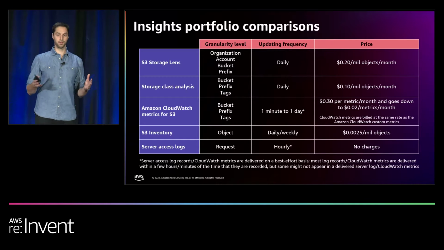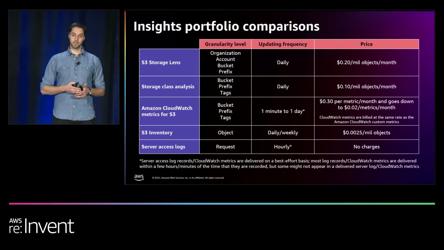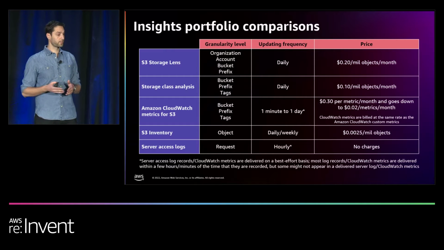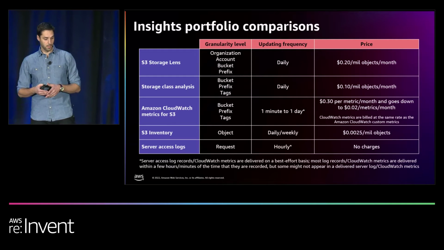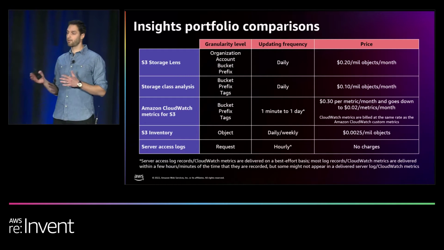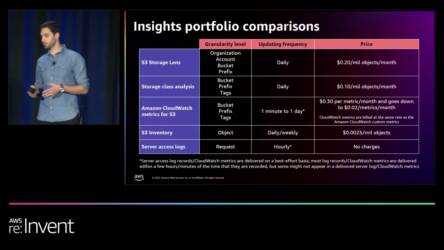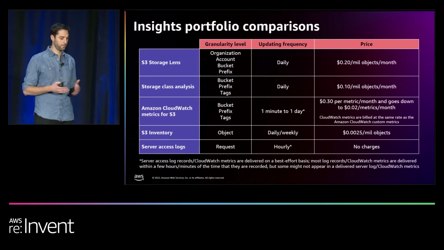You can also filter the recommendations based on object tags. The recommendations are updated daily, and they come at a price of 10 cents per million objects monitored per month. Amazon CloudWatch metrics for S3 can be configured at the bucket, prefix level or by object tags. The updating frequency varies between 1 minute and 1 day. It depends on the metric you monitor. So for example, request metrics are updated by the minute, but daily storage metrics are updated daily.